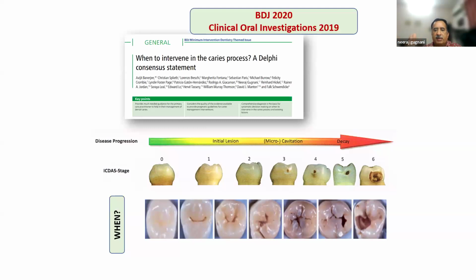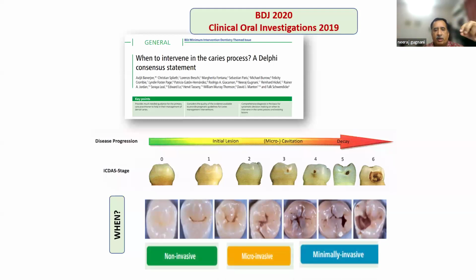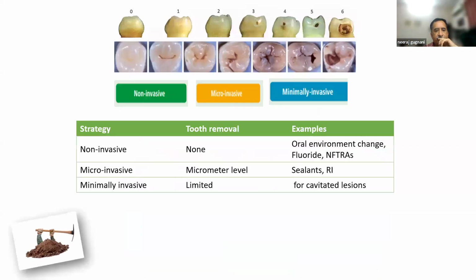No doubt we will be using a minimal invasive dentistry approach, but actually we should not be waiting for a white spot lesion to become a cavity and then intervene. That we have been doing historically and even sometimes nowadays. Ideally, we should be recording the lesions in the early stages and start our active intervention at that stage. So that is the crux of this seminar. Clear? So broadly, as per this article, there are three strategies: non-invasive, micro-invasive, and minimally invasive for cavitated lesions. I will just try to cover the first two strategies, non-invasive and micro-invasive.